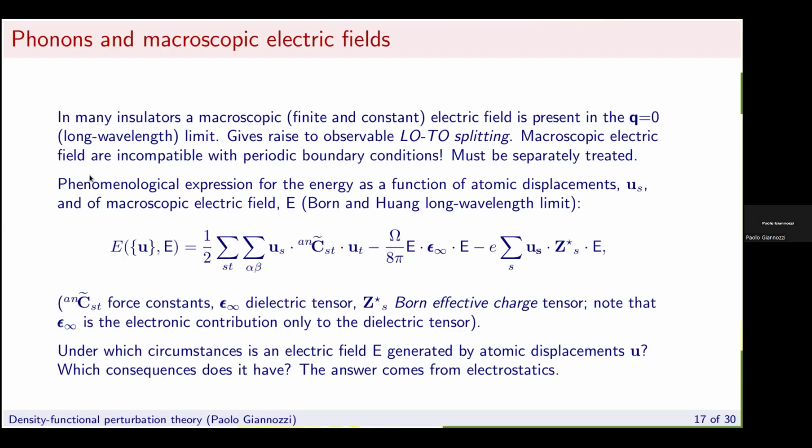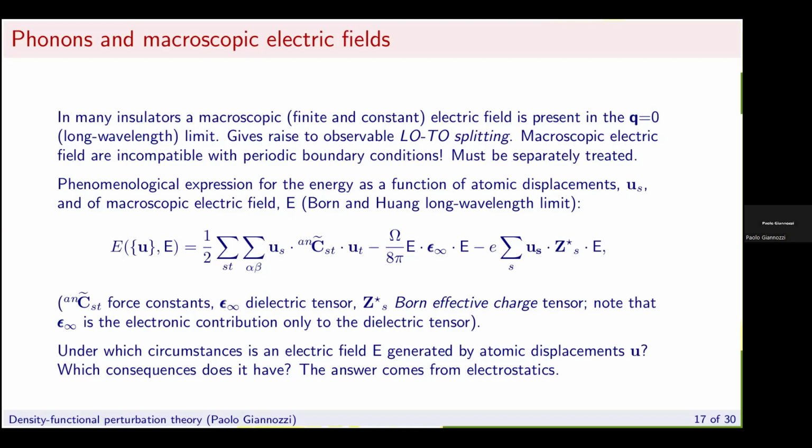Now, the way to deal with such a problem has been known for many years, and was first explained in a famous book by Born and Huang, using the so-called long wavelength limit. Okay, how can this be explained in relatively simple terms? In a way or another, you have to add your electric field as a separate variable and see under which circumstances this separate variable may appear.